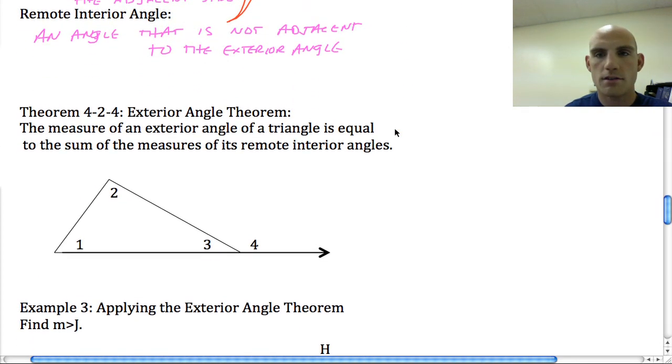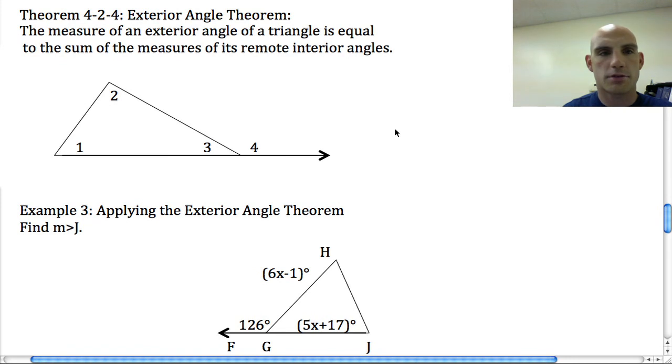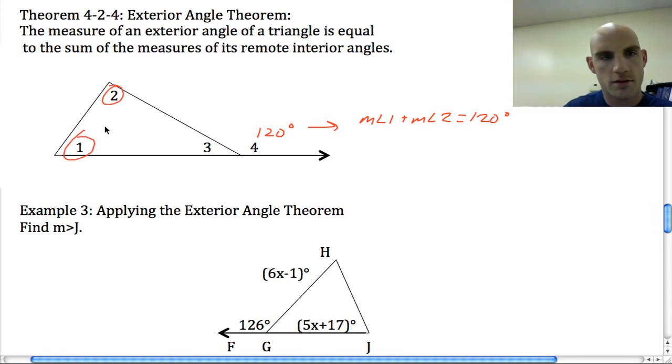Okay? So, how are we actually using this? The exterior angle theorem. The exterior angle theorem says the measure of an exterior angle of a triangle is equal to the sum of the measures of the remote interior angles. So let's say that this is 120. So that means that the measure of angle 1 plus the measure of angle 2 is equal to 120 as well. Okay, so these two together are going to be that.